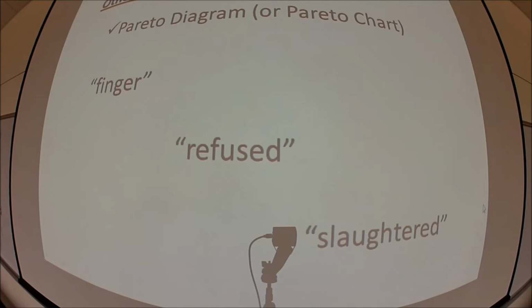And 8 letters. I hear a vote for 8. 7. Beth says, I hear 7. Do I hear 6? Is it 8? Chris says 8. Well, let's figure it out. Fingered is 6, refused is 7, so that's 13. And then slaughtered is 11. So 13 and 11 is 24, divided by 3 is 8. We live with that. So you see what you guys just did?